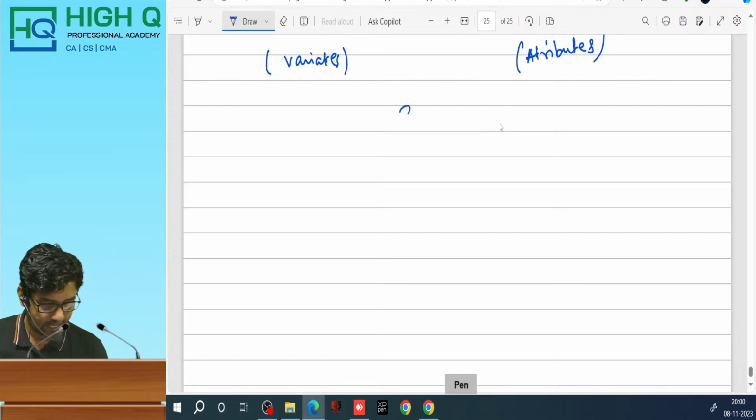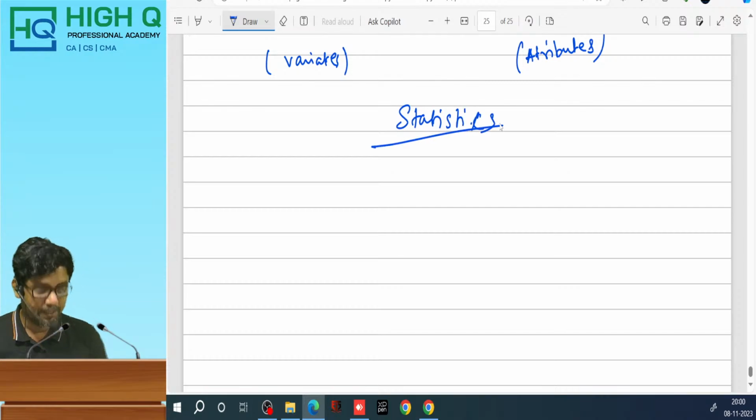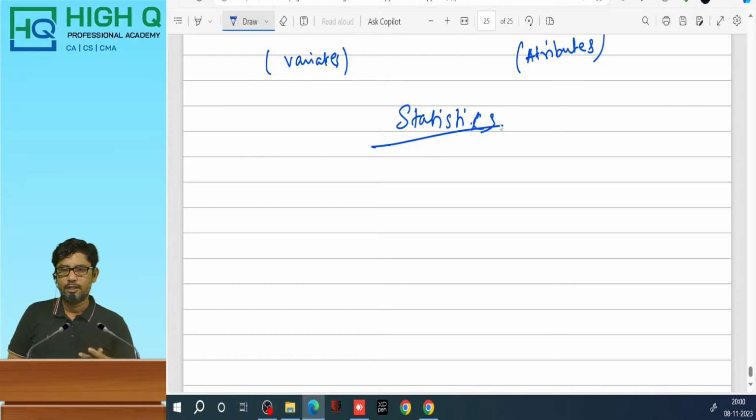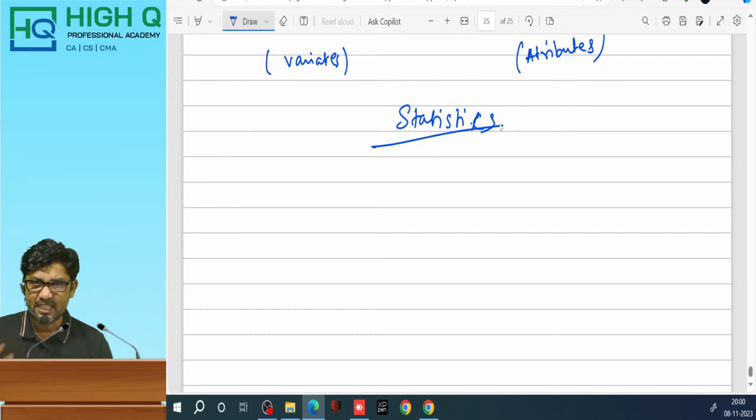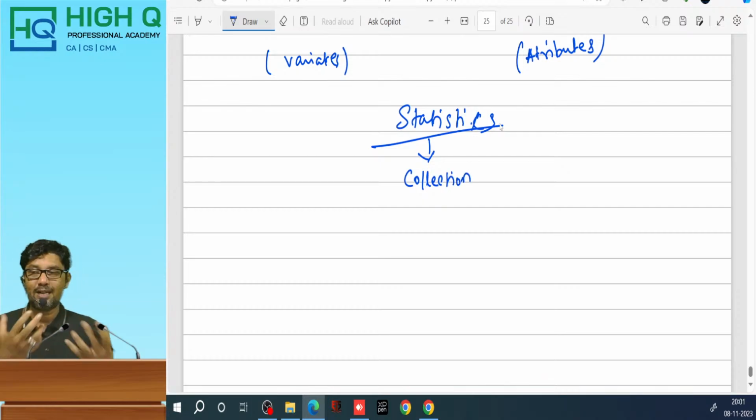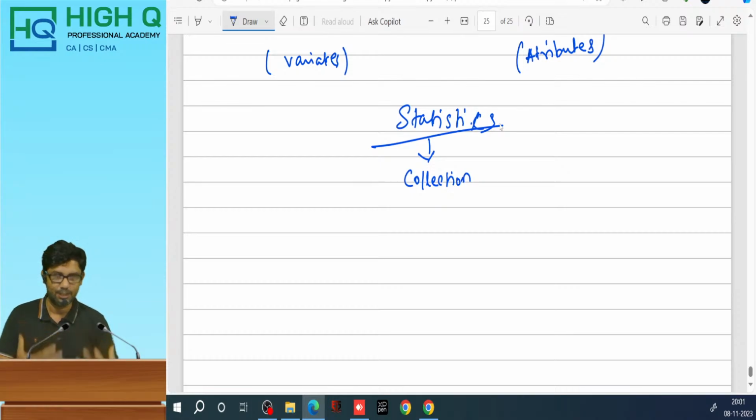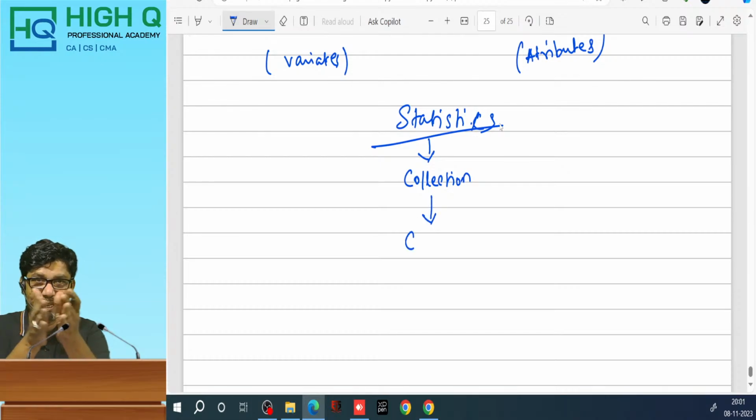Now, let me define what statistics is. There are three steps I'm going to give, and with these three steps the chapter is going to get over. Statistics is nothing but, first step, collection. First we need to collect the data. Then after collecting the data, what to do? Sir, we need to classify, sir. Classify means we have to segregate. That is classification.